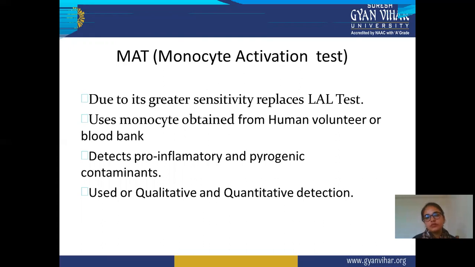So when we see some other drawback in this LAL test, we replace this test and use the next modified test, the MAT test, or monocyte activation test. Due to its great sensitivity it replaces the LAL test and uses monocytes from human volunteers or a blood bank. Means instead of the LAL enzyme, we are using monocytes, which are easily obtained from human volunteers or a blood bank, and it detects inflammatory and pathogenic contamination using qualitative and quantitative detection.